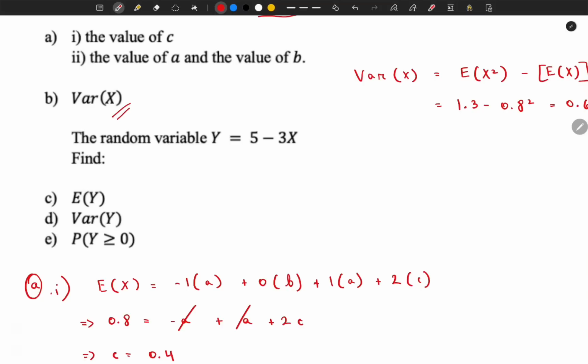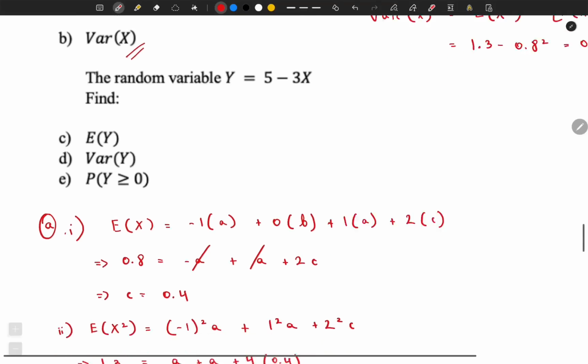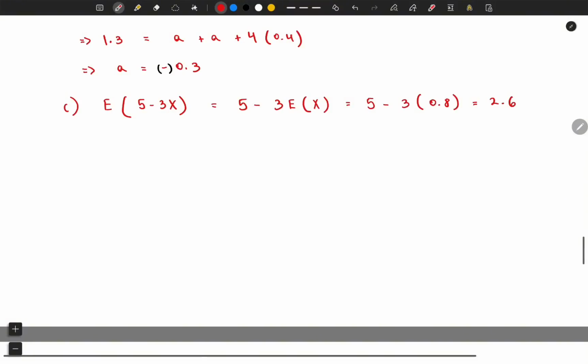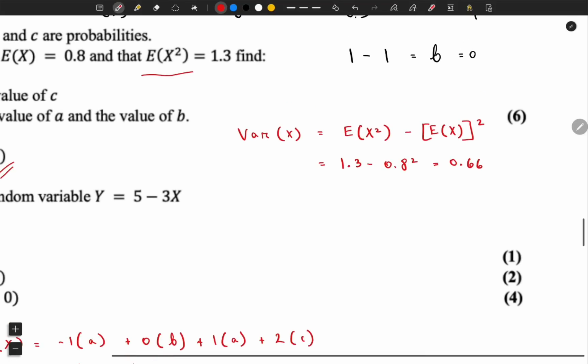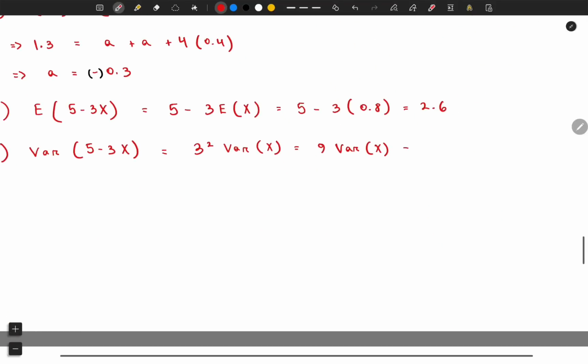Now moving on to the next part, we need to calculate the variance of y. So again, y can be written as 5 minus 3x, and this can be written as 3 squared times variance of x, again using the formula from before. So it's basically 9 times variance of x, and variance of x is 0.66.